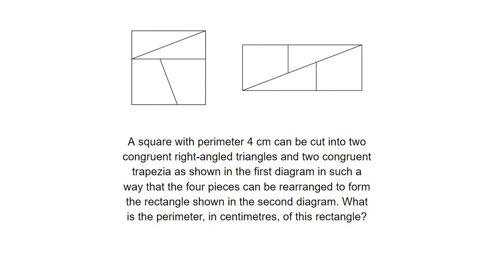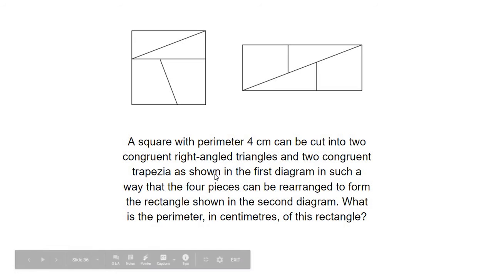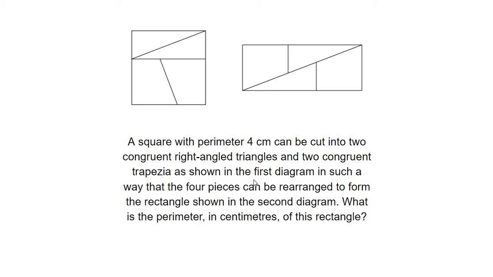A problem reads: a square with perimeter 4 centimeters can be cut into two congruent right-angled triangles and two congruent trapezia as shown in the first diagram, in such a way that the four pieces can be rearranged to form the rectangle shown in the second diagram. What is the perimeter in centimeters of this rectangle? So they're asking about this rectangle.